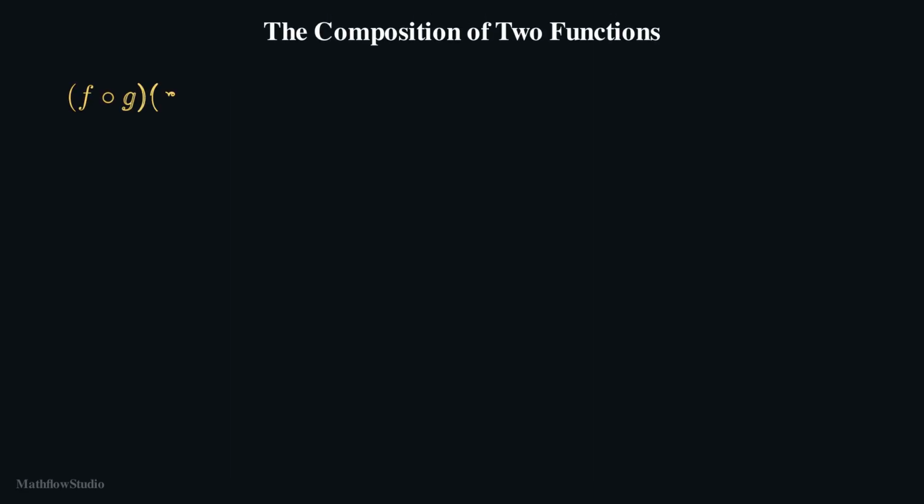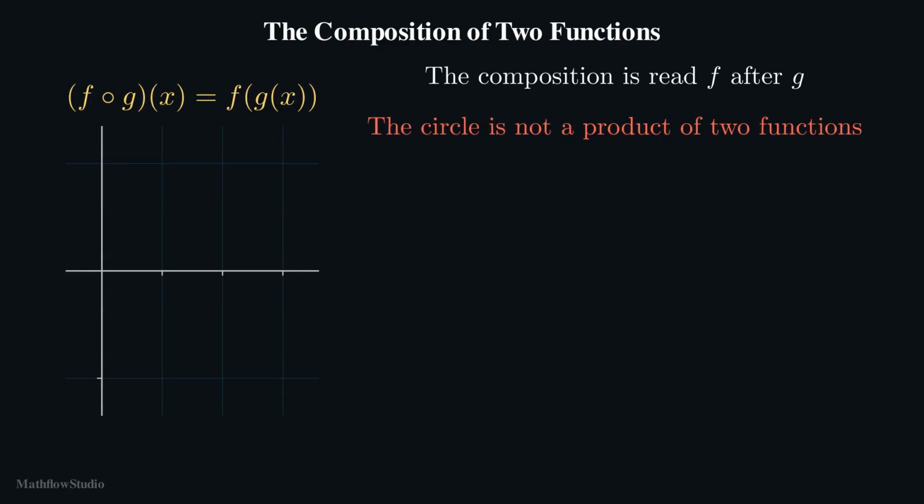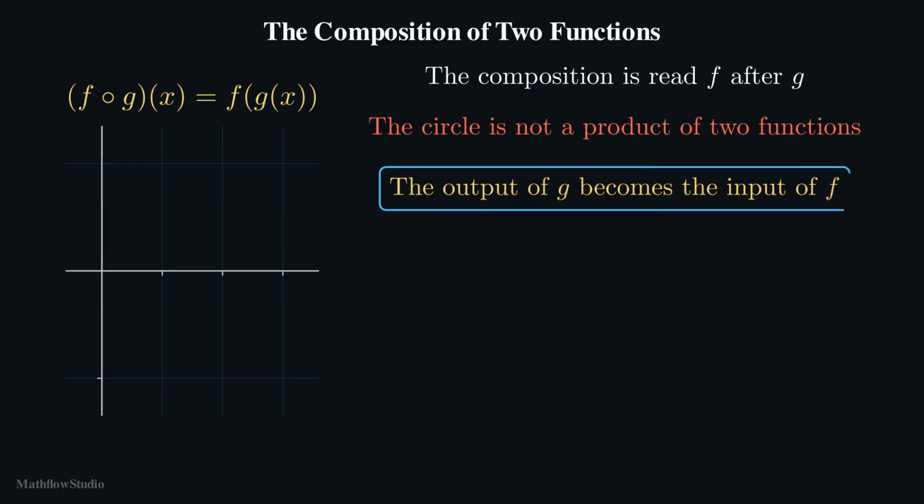One notation carries the rest of this lesson, and it is worth naming before it is used. The expression is read f after g, and the letter written first is the one applied last. The small circle is not a product of two functions. The output of the inner function becomes the input of the outer one.